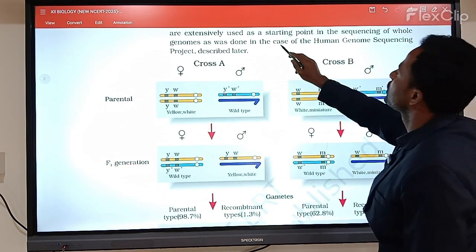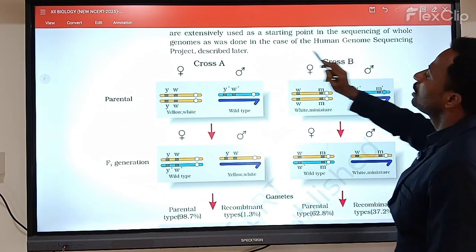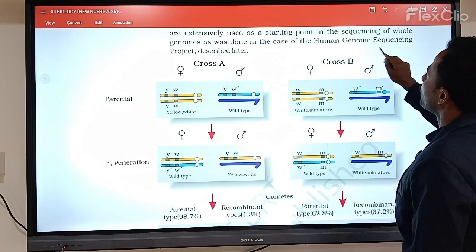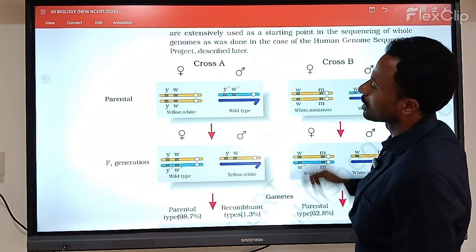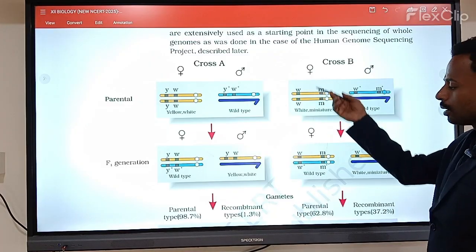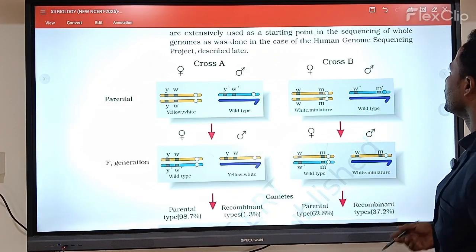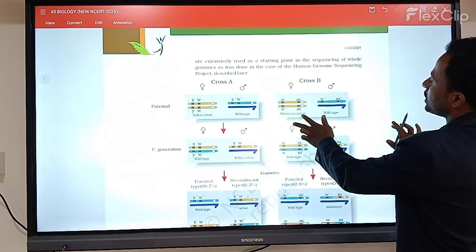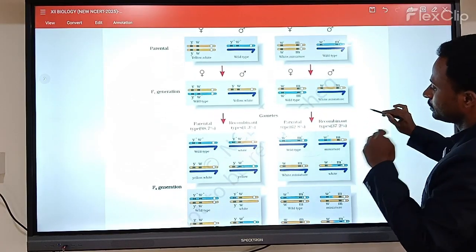Genetic mapping was the starting point for sequencing the human genome, in the Human Genome Project, which will be described later. He explained it clearly here. Okay, let us see here.